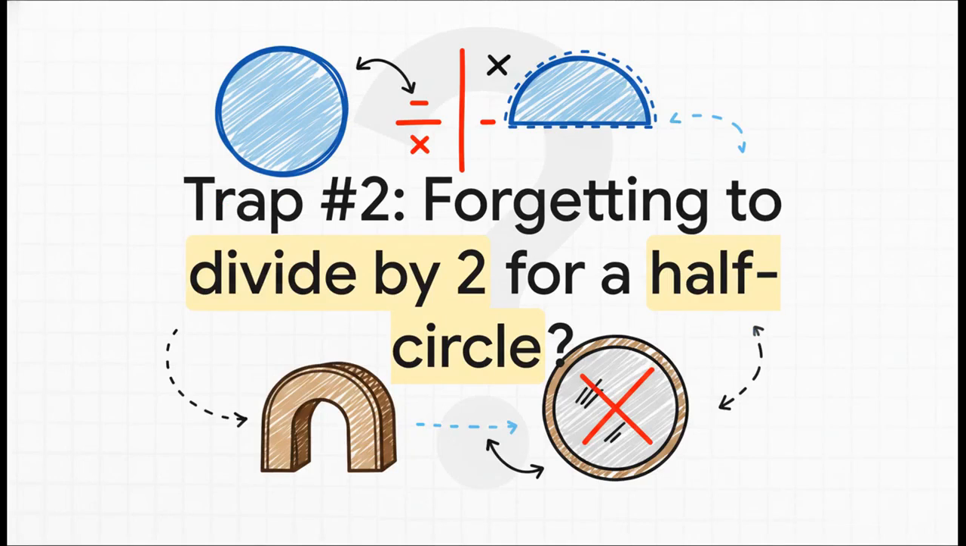And here's the second classic trap, which we saw in both our mirror and doghouse examples. It's so easy to get excited about calculating the area of the full circle that you forget you only needed half of it. Just remember, if you're dealing with a semicircle or a half-circle arch, you have to divide that final circle area by 2.